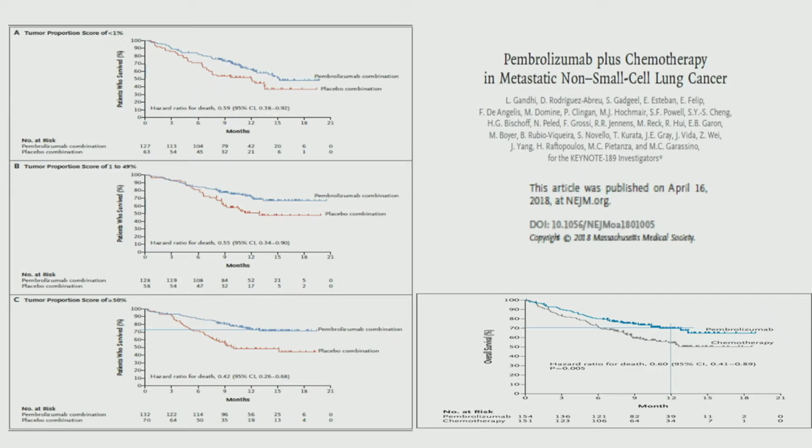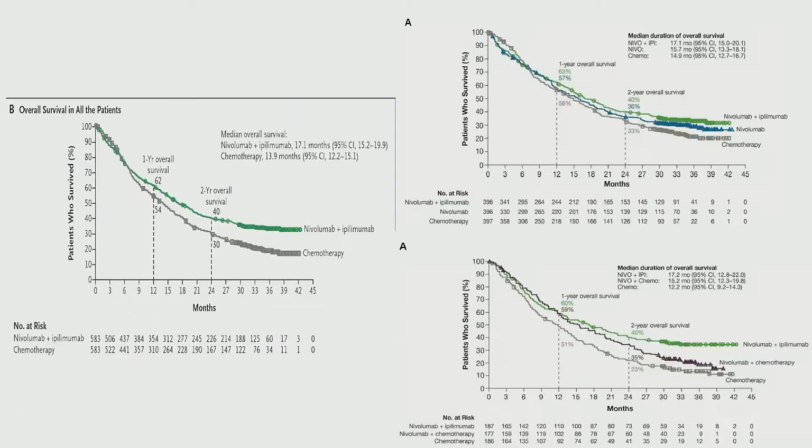So this combination worked. One of the questions you could ask, and we'll address in a minute, is, how did chemotherapy actually improve this response? What did it actually do that it added to the activity of pembrolizumab or vice versa to improve overall survival?